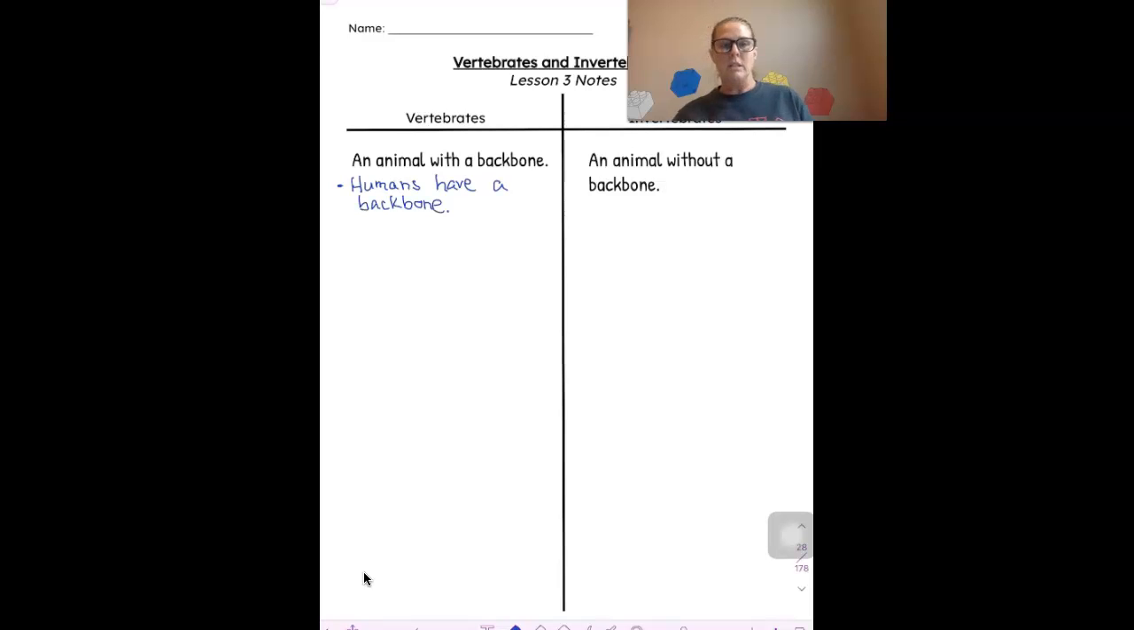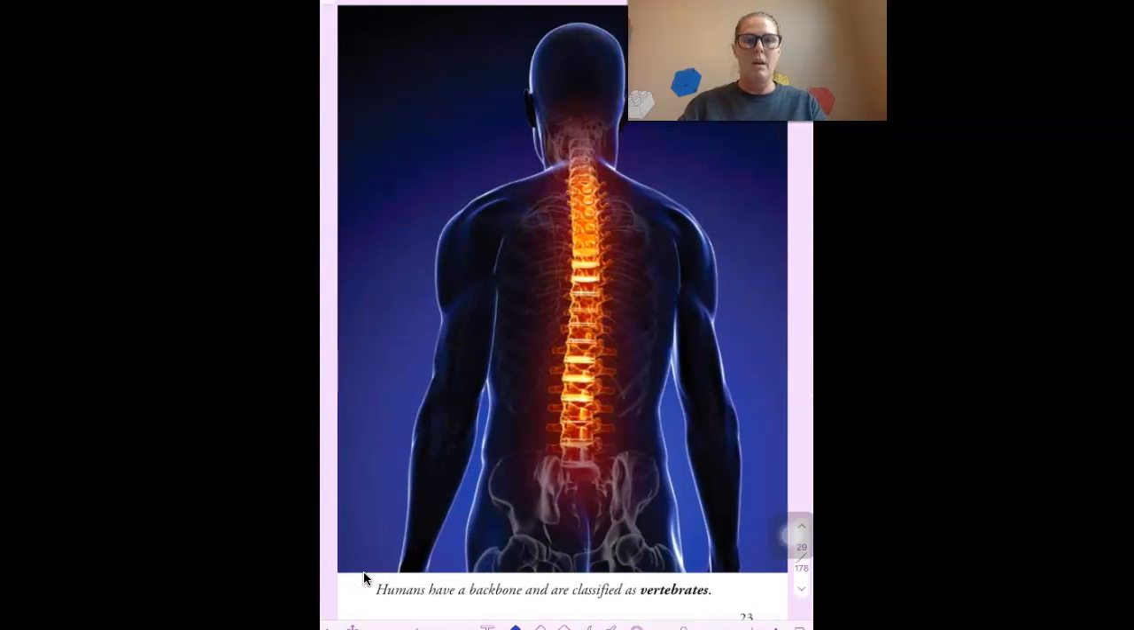Something else we learned is that messages travel from our brain through our spinal cord, the piece of our body that the backbone is protecting, to other parts of our body. We don't need to write that down, but it's important to remember. Let's move on. There's a picture of the spine and the backbone. Humans have a backbone and are classified as vertebrates.